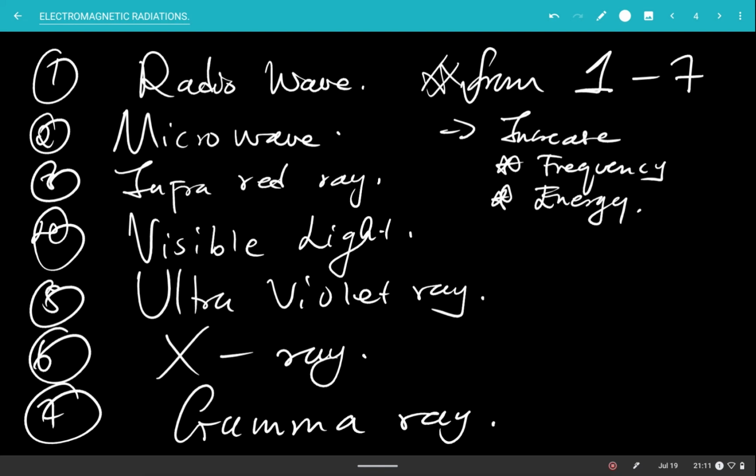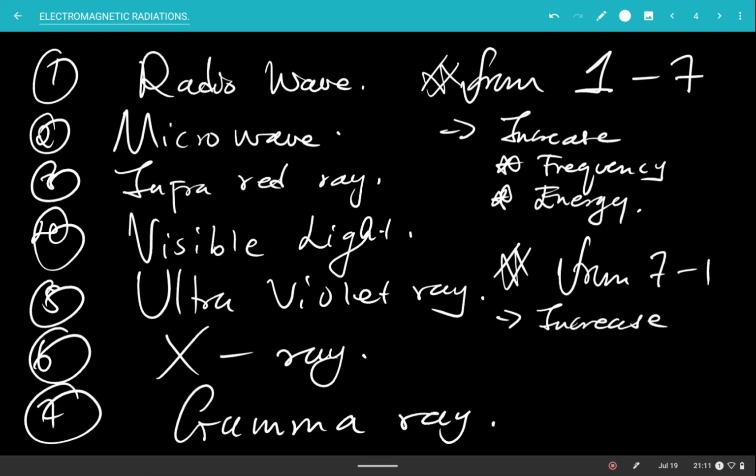Very important point. And as you move from 7 to 1, the following things will increase. You have an increase in the wavelength. So the wavelength will just be the only thing that will increase. So if you are asked, among the 7 electromagnetic waves or radiation, which one has the highest wavelength? Remember, from 7 going to 1, which means that 1 has the highest wavelength, which is what? The radio waves. So radio waves have the highest wavelength.